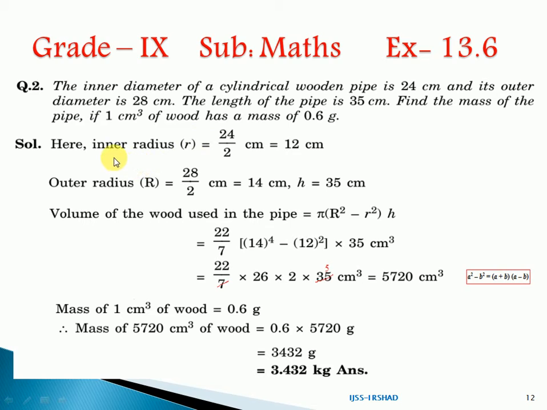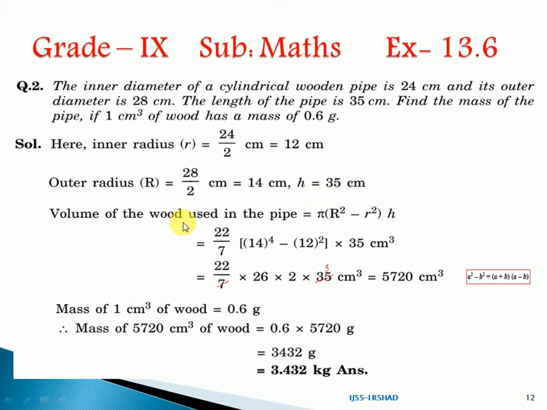So here what is given? Inner radius, take it small r, equals 24/2, because diameter they have given. So 24 divided by 2, I will get the radius, that is equal to 12. And outer diameter also they have given 28. Here you can see the diameter is 28 centimeter. So just divide by 2, you will get the outer radius, 28 divided by 2 centimeter. So you will get 14. And height they have given 35 centimeter. So you can write it. Here you can see the length of the pipe, that means that is height.